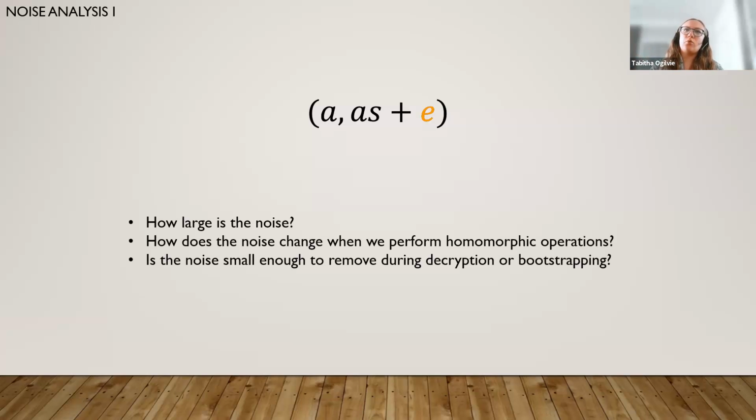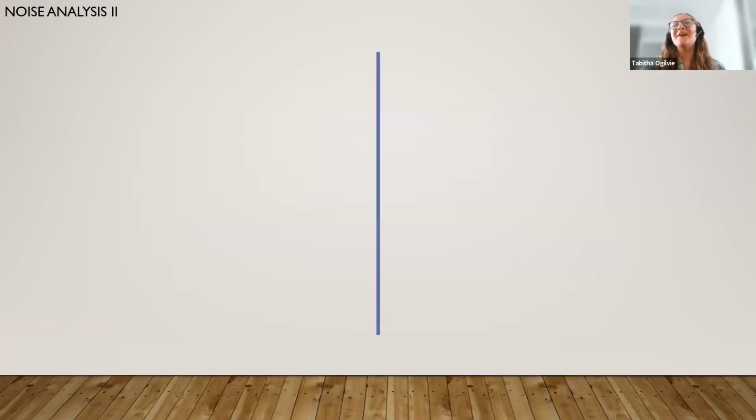And why we think about this often is, is that noise small enough to remove during decryption, or is it small enough that we could reduce it during bootstrapping, or is it worth performing a bootstrapping? These are the reasons we think about noise. I don't have time to go through noise analysis now, but I am going to introduce two flavors of noise analysis, two general approaches that are almost colloquially called worst case and average case.